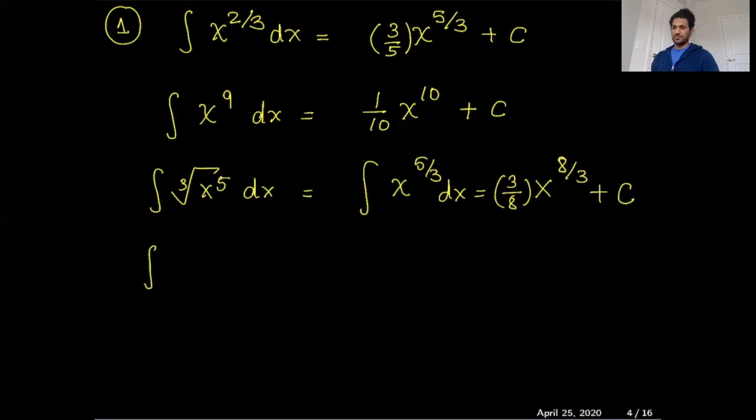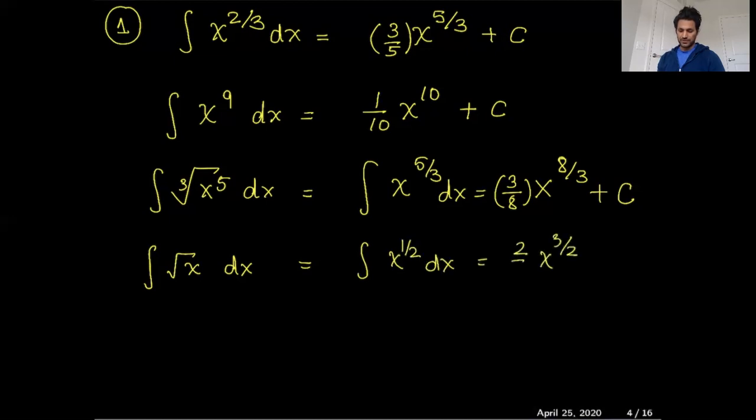One more example. What is the antiderivative of square root of x? That will be x to the power 1/2 dx. Therefore, the antiderivative is 2/3 x to the power 3/2 plus c. Next question is, what is the antiderivative of 3 to the power x dx?